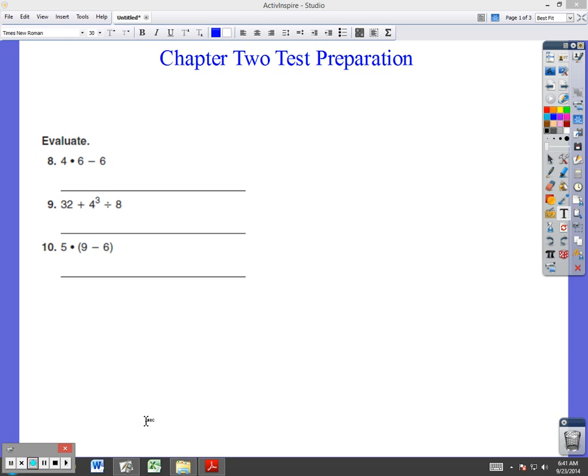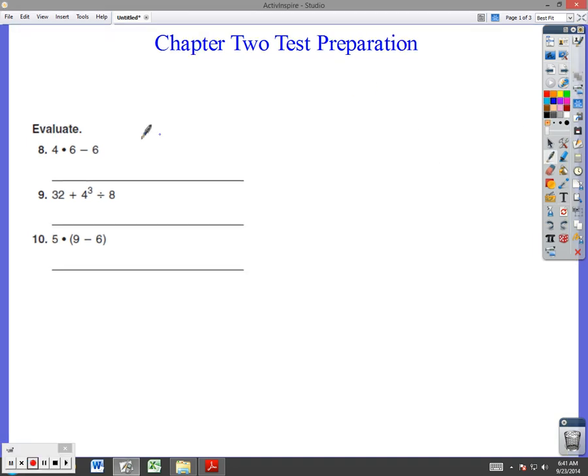I want to come to you with a little bit of test preparation as we get ready for our Chapter 2 post-test coming up here. Let's take a look at a couple here. It says evaluate. Evaluate is a fancy word for solve. So whenever I see evaluate, I'm going to solve.